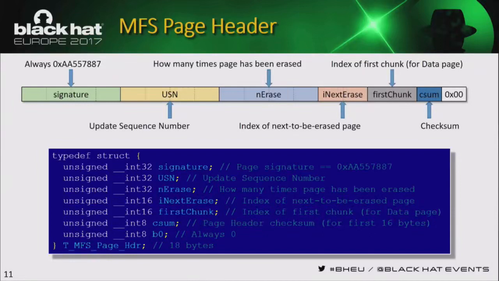The final data field is first chunk. This field is zeroed for a system page and contains some value for data pages. And using this field, you could distinguish between system and data pages. Then there is a one byte checksum of all previous data, and the last byte is always 0. So when you split your file system into pages, using this field you could find the empty page, and using the first chunk field you could separate system and data pages.